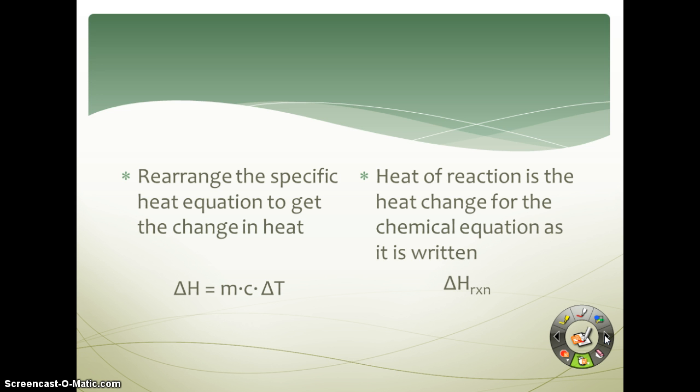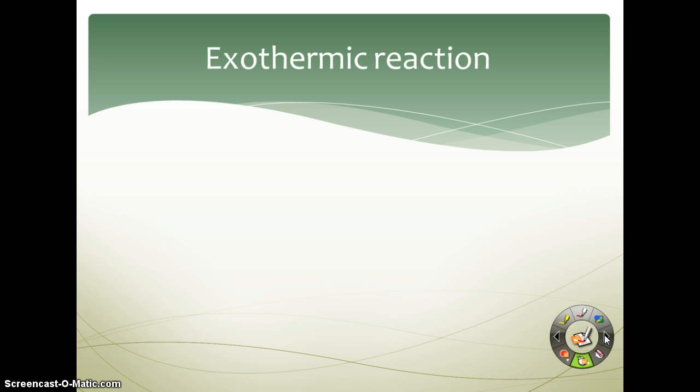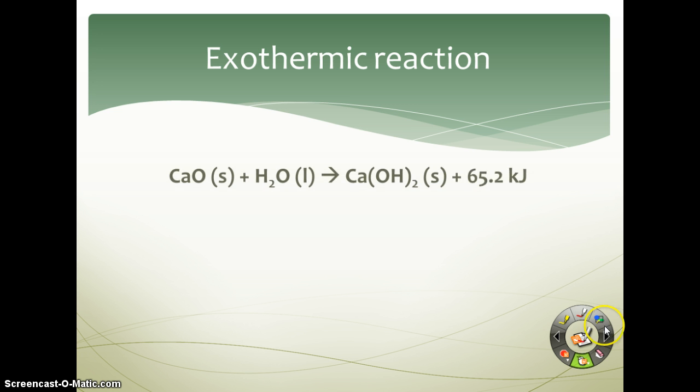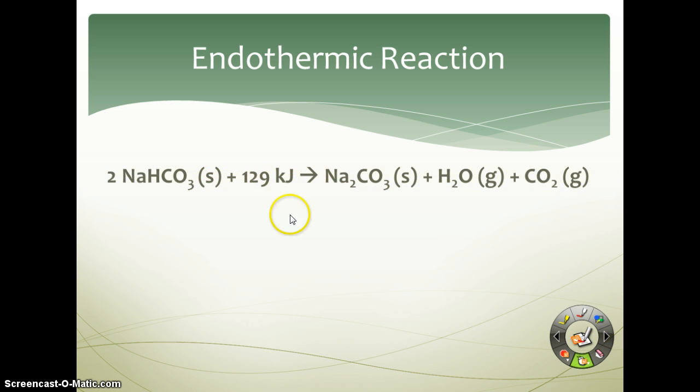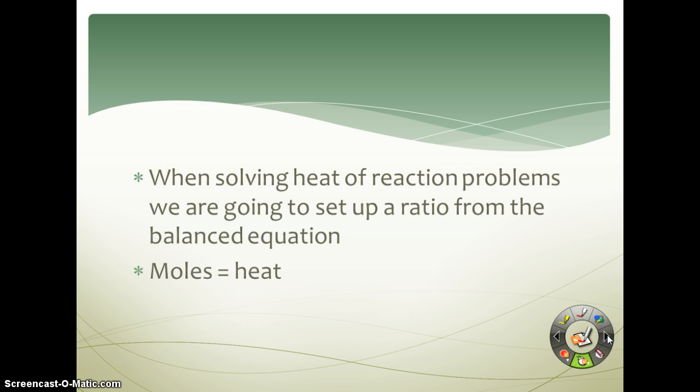But we're going to look at the heat of the reaction. So that's going to be the heat change for the chemical equation as it is written. So in an exothermic reaction, your heat is going to be on the product side. Exo means released, so it's going to be on the product side. And because it's being released, we would assign it a negative value if we're just talking about the heat of the reaction. So for an endothermic, it's going to be on the reactant side, and that's going to make our delta H positive because you had to put heat into the system to make it go.